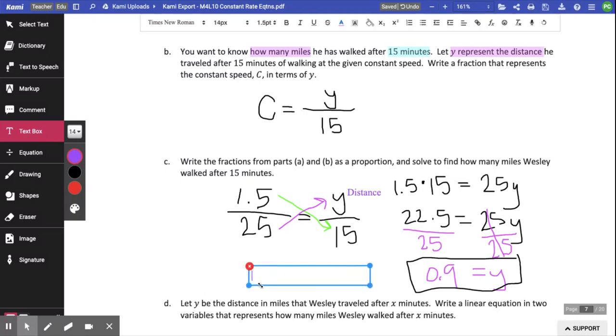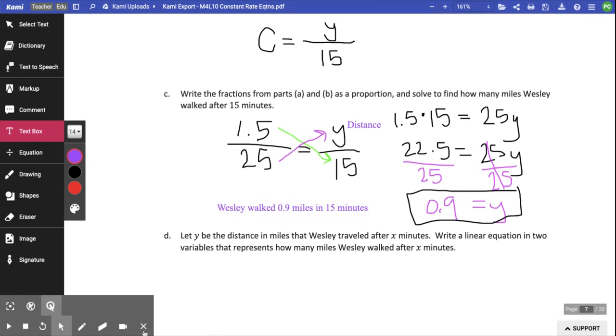So the question was, solve to find out how many miles Wesley walked after 15 minutes. So we're going to say Wesley walks 0.9 miles in 15 minutes. Okay, because y represents the distance that he walks, and we know he's been walking for 15 minutes. So we use the constant rate that we know, we set it equal to the proportion that we don't know, and we cross multiply and then solve for the unknown variable.